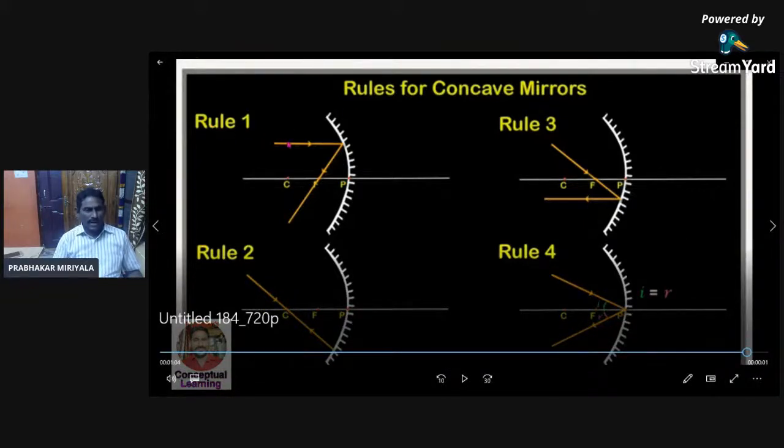First rule: if the light ray which is parallel to the principal axis, after reflection passes through the focus.